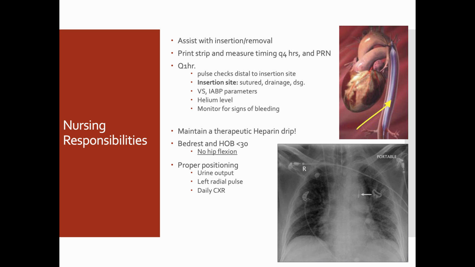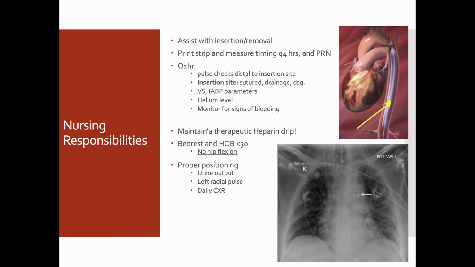This device goes in through the groin, through the femoral artery, usually the right femoral artery, sometimes the left. And when it's in there, we have to make sure that the leg is straight. There's no hip flexion. And we certainly don't want to raise the bed past 30 degrees.